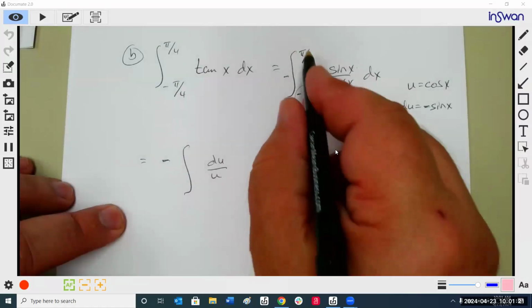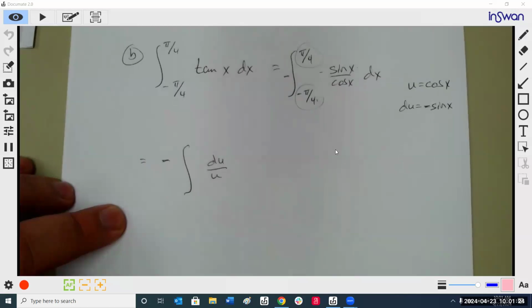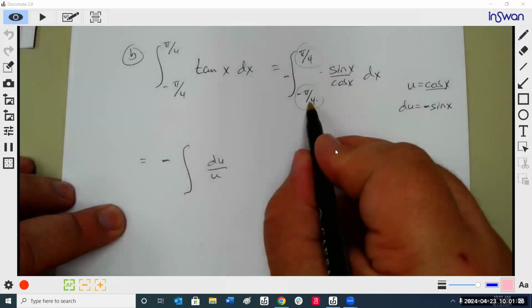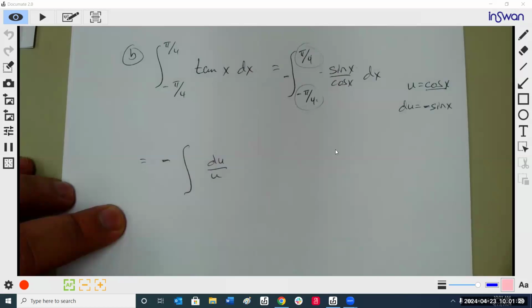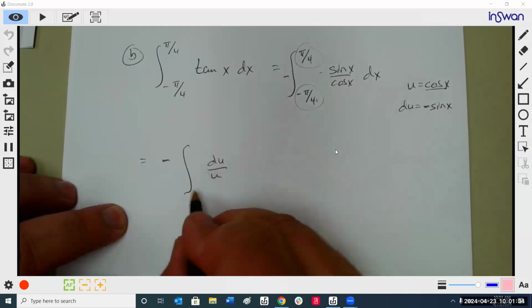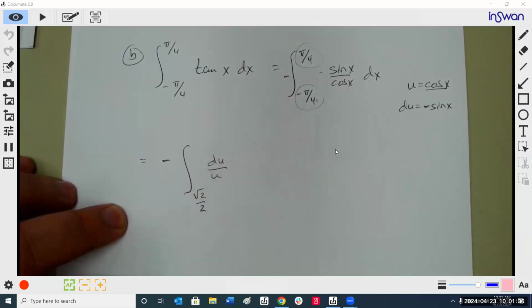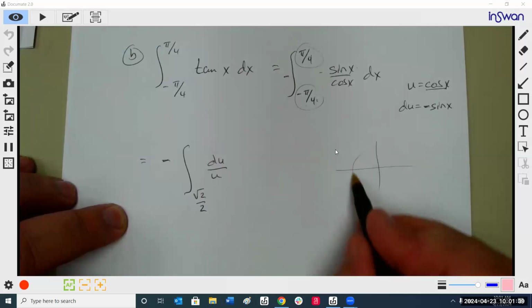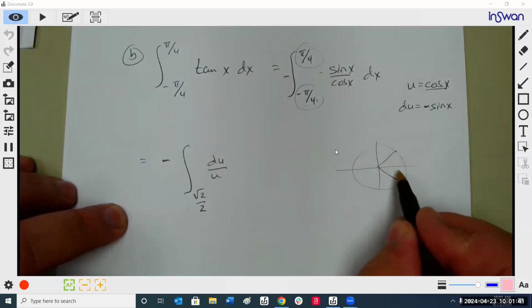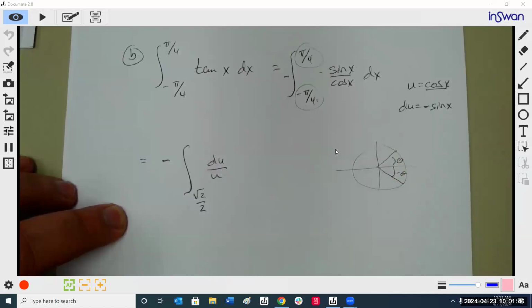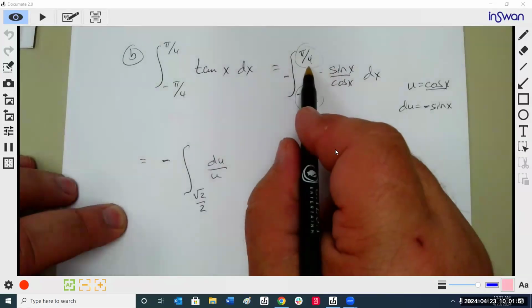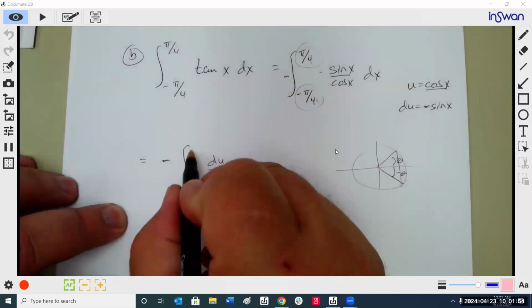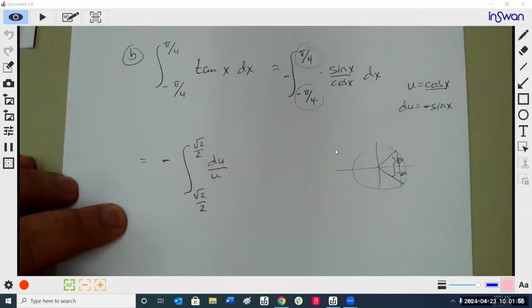Let's change the bounds of integration. Cosine of negative pi over 4 is what? Because remember, cosine is an even function. So if it's a positive theta or this negative same theta, it'll give you the same answer. It'll give you the same x value. At pi over 4, what is cosine? Same thing.